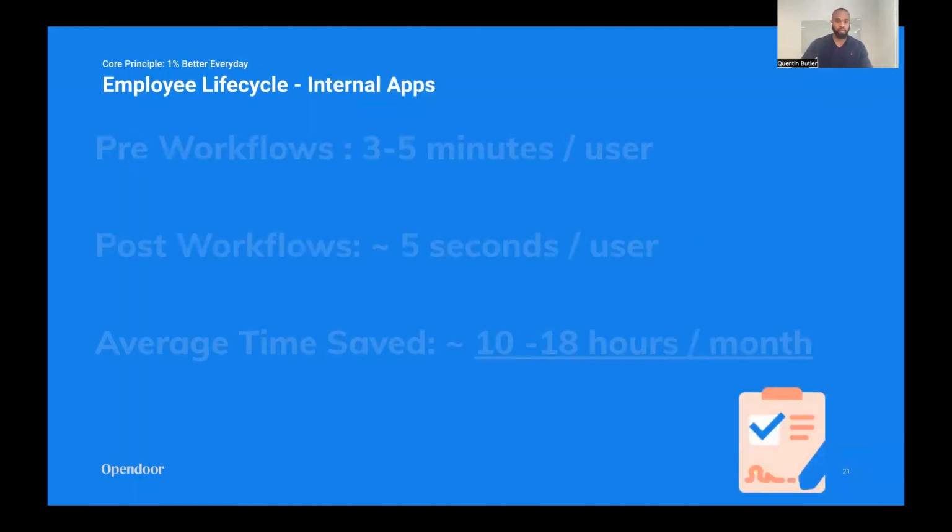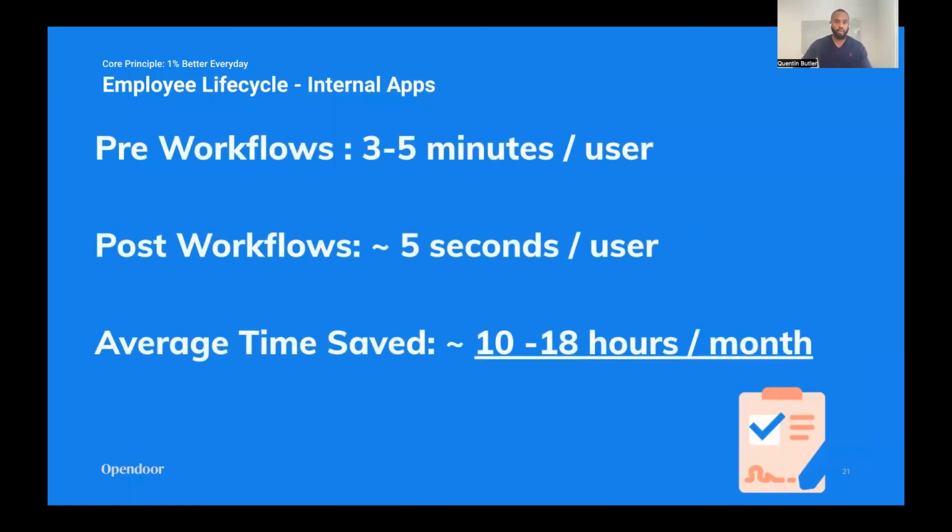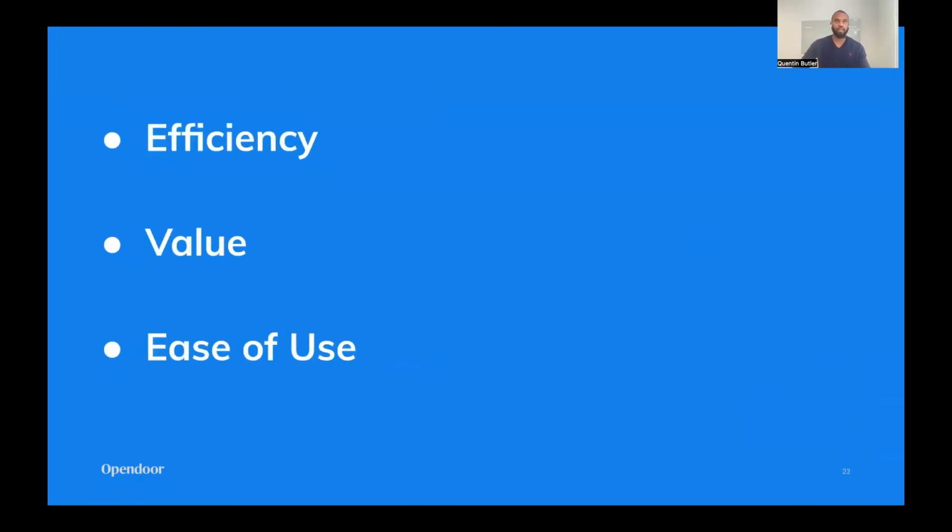So let's talk about our internal app. Pre-workflows, 3 to 5 minutes per user. Post-workflows, 5 minutes per user. Average time saved, 10 to 18 hours a month. So when I think of Okta Workflows, I think of three things. I think of efficiency, I think of value, and I think of ease of use.